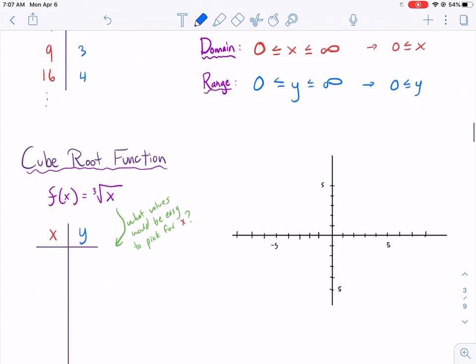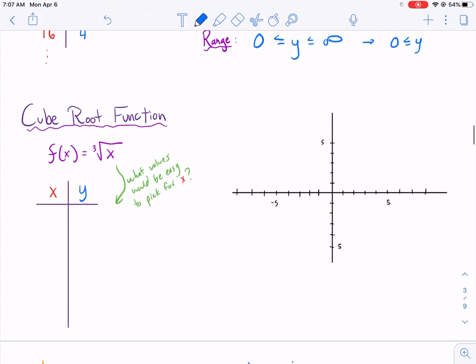The cube root function is going to be a little bit different. Again, we're going to choose x values that make this easy for us. Now that we're talking about a cube root and we have an odd index number, we can choose some negative numbers. So what are some negative cube roots that are easy for us to take? Well, we know of negative 8. We can take negative 1, 0, positive 1, and 8. Let's start there.